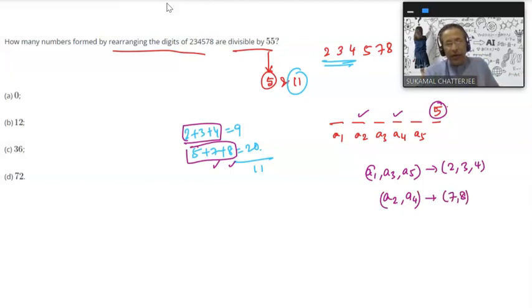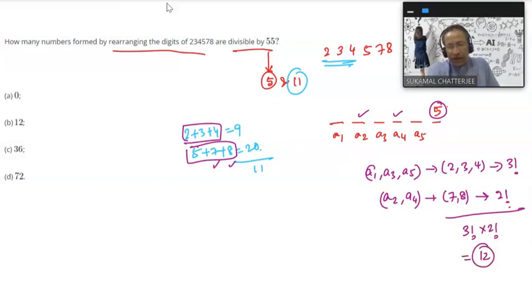Now, this is one combination. So, I can arrange 2, 3 and 4 in factorial 3 ways, and I can arrange 7 and 8 in factorial 2 ways. Therefore, the total possible permutations of these numbers is factorial 3 into factorial 2, which is 12. So, if I go with this combination 2, 3, 4, 5, 7, 8, then I will have 12 numbers which are divisible by 55.